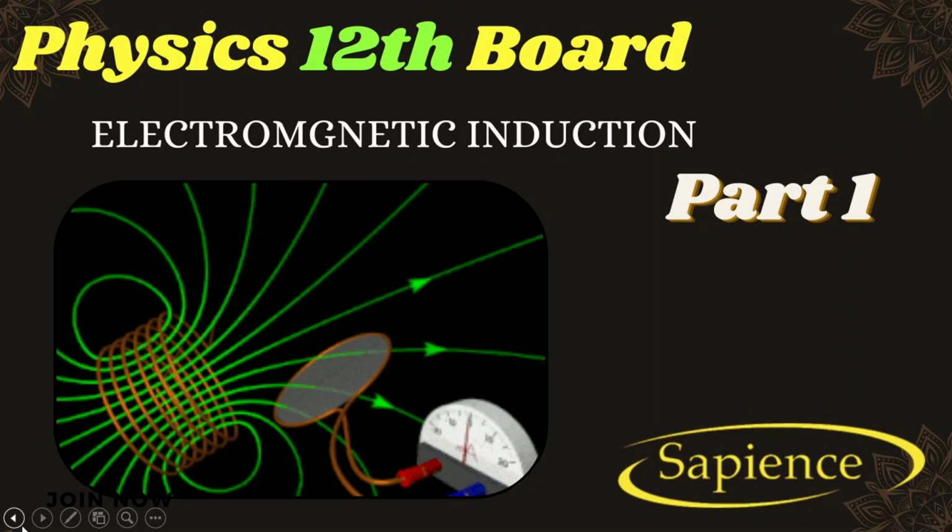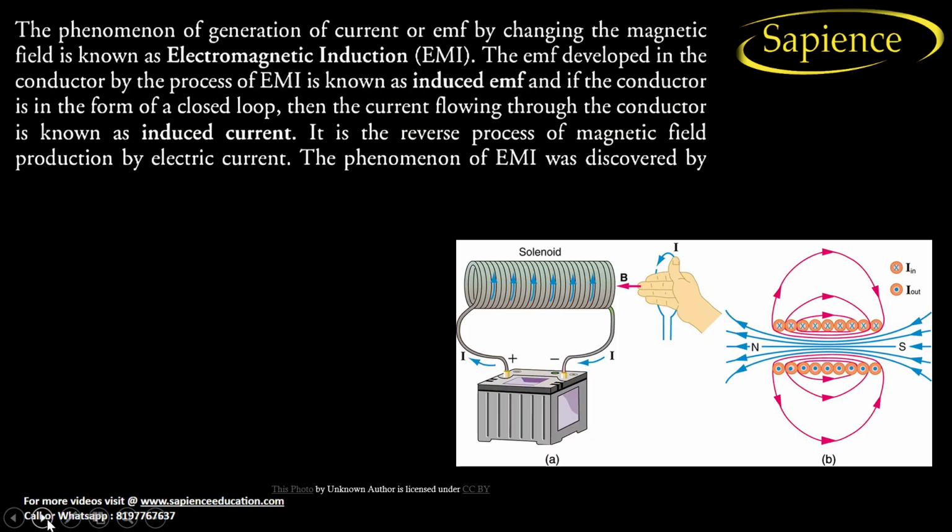Today I am going to discuss the first part of electromagnetic induction. What is electromagnetic induction? Let us see the phenomena. The phenomena of generation of current or EMF by changing the magnetic field is known as electromagnetic induction. First, we can understand how electricity is generated. The basic principle is electromagnetic induction.